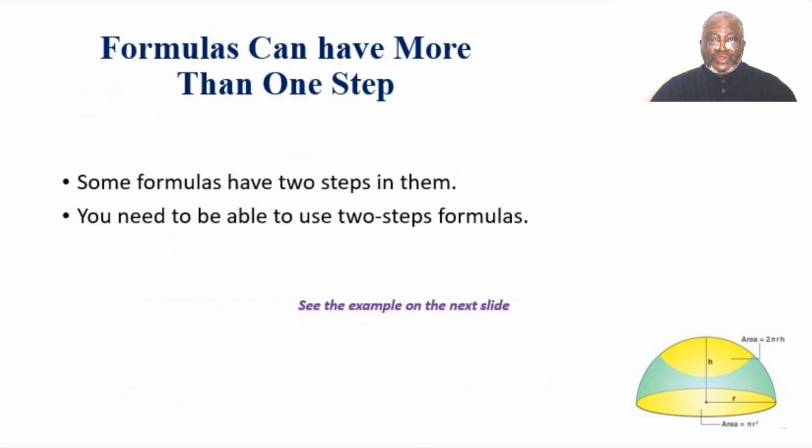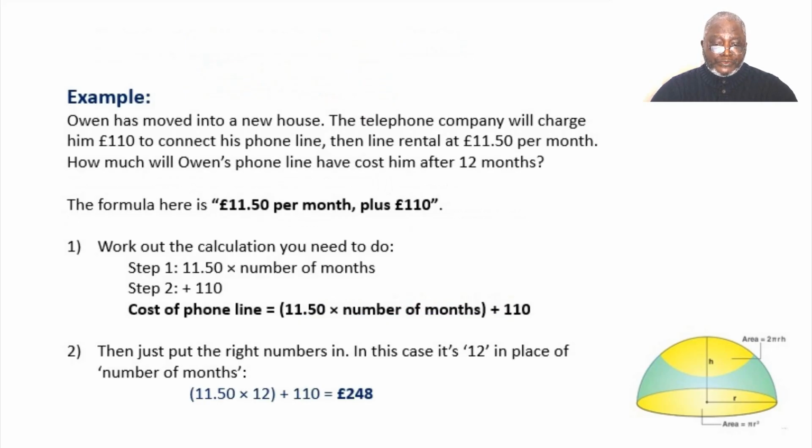Formulas can have more than one step as well. Some formulas have 2 steps in them. You need to be able to use 2-step formulas. Let's look at the example. Owen has moved into a new house. The telephone company will charge him £110 to connect the phone line. Then the line rental is £11.50 per month. How much will Owen's phone line have cost him after 12 months?